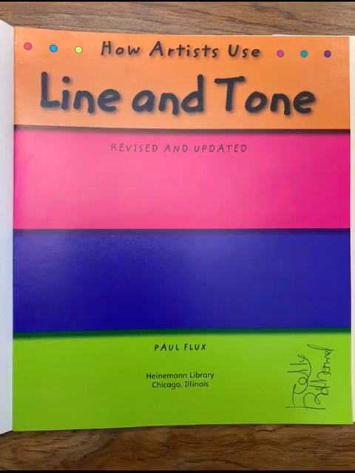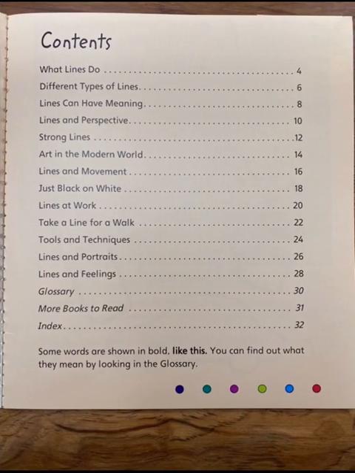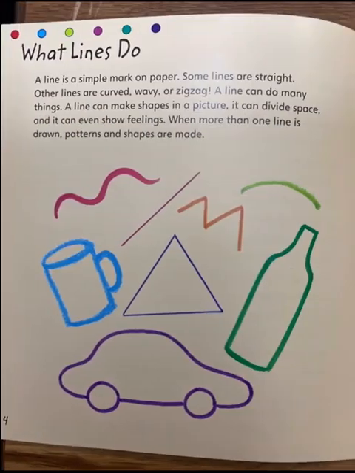So, it's been revised and updated, and it's from the Hyman Library in Chicago, Illinois. First copyright 2001, copyright again in 2007. And here's the contents. And let's start.